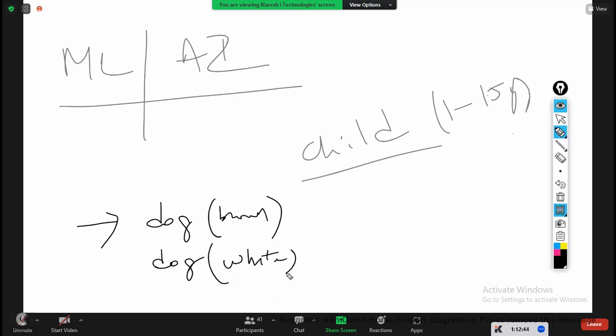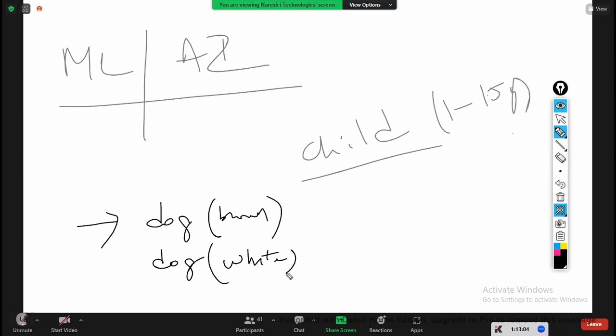It will see you like this. Hey, yesterday only you told me black color is called a dog, and today you're saying white color. First, it will see like this, at our face, it will see like that. The child will get confused because the features of yesterday's dog and the features of today's dog are entirely different.